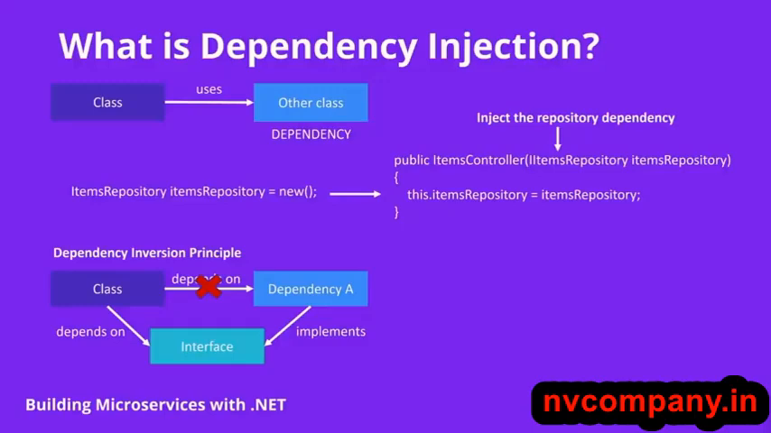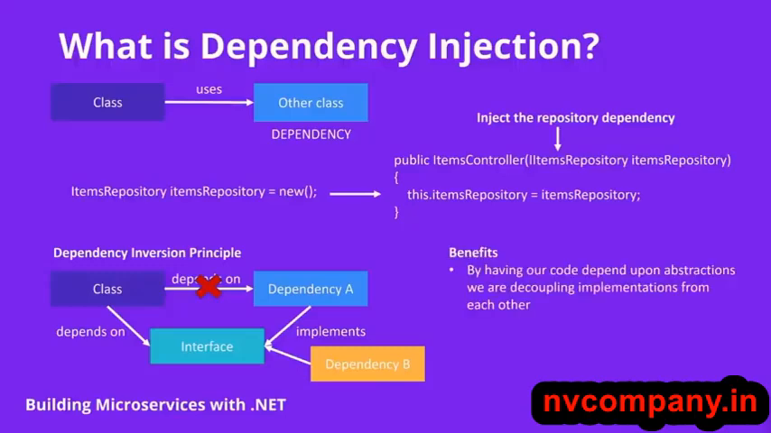Well, by doing this, our class implementation is decoupled from the dependency implementation in such a way that if we ever decide to switch to a different or updated dependency, our class does not need to change at all. The only thing that the dependencies need to do is to implement the interface that our class depends on. So, by having our code depend upon abstractions, we are decoupling implementations from each other. And this also makes our code cleaner, easier to modify, and easier to reuse.